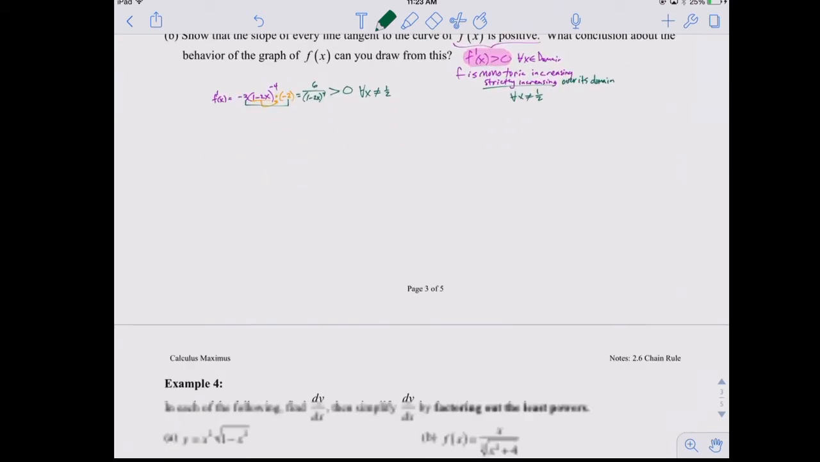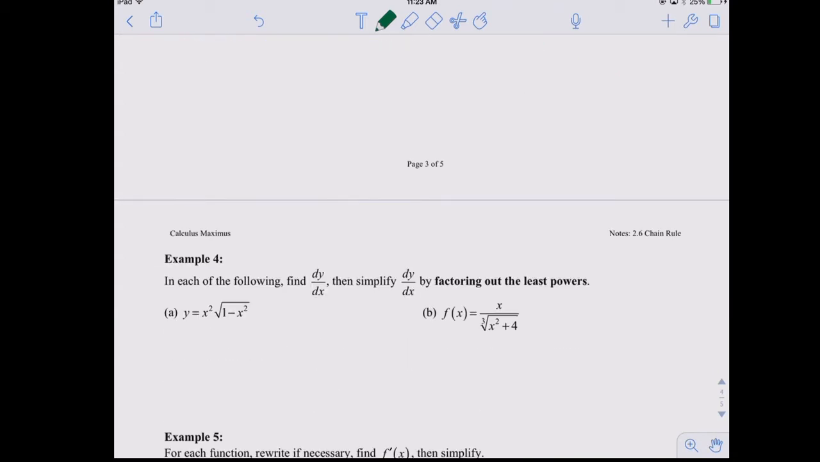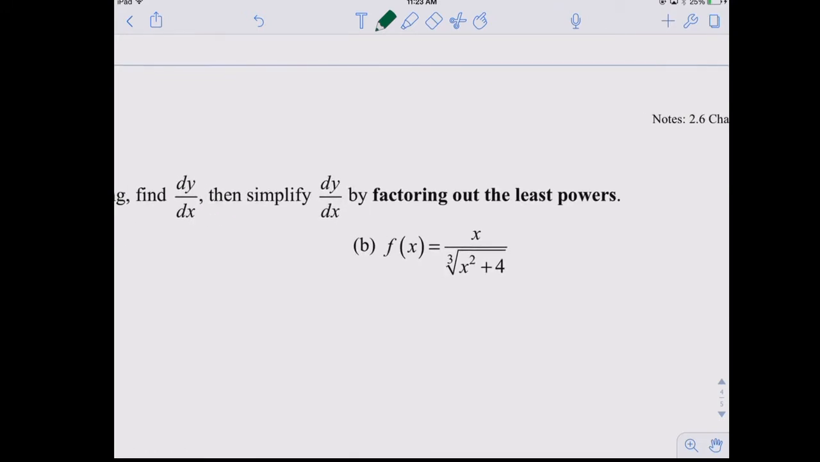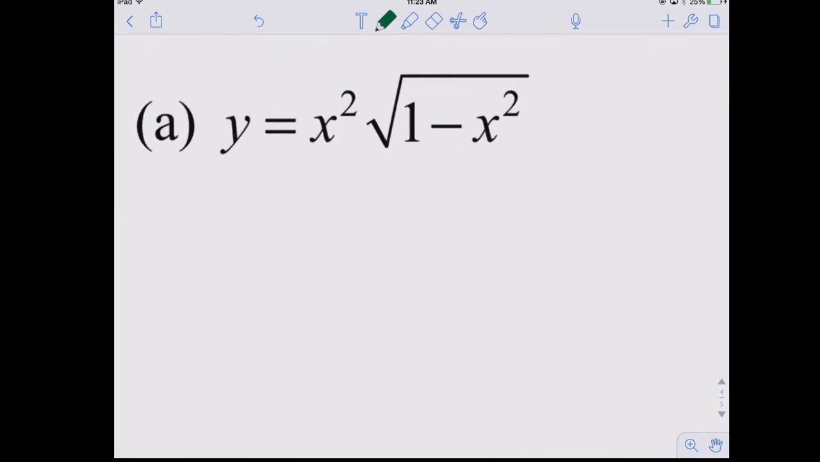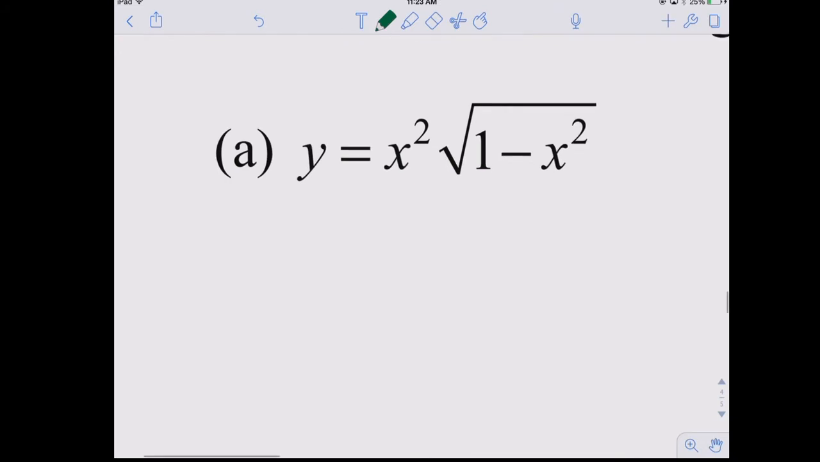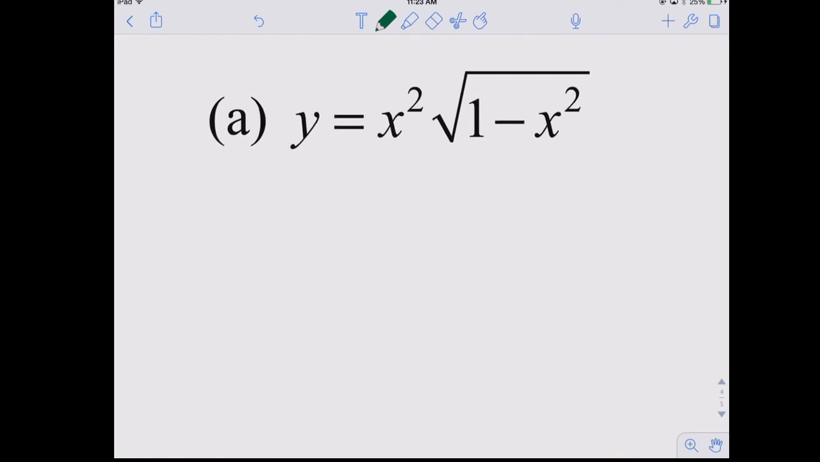Nice little application of the chain rule. All right, least powers, you know how to do it. We did it in the warm-up. I'm going to let you do that on 4a. You're finding the derivative of y with respect to x, and then you're going to factor out the least powers afterwards and make it pretty. Okay? So I'm going to do it quietly up here so we can compare answers. You get your work, and we'll see how you did.